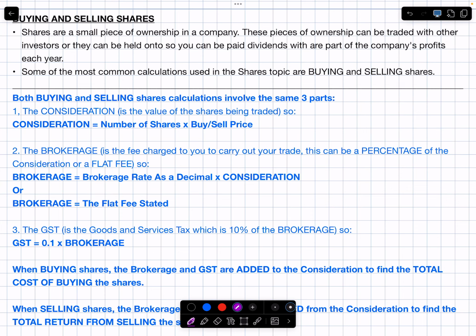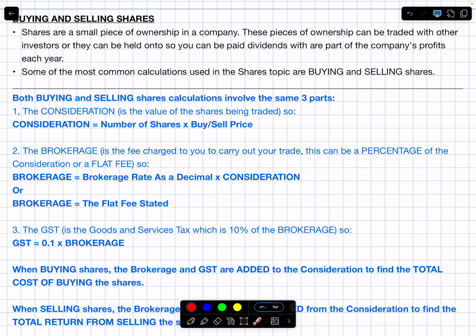Okay, buying and selling shares. What are shares? They're a small piece of ownership in a company. These pieces of ownership, you can trade them with other investors or you can hold on to them so you can be paid dividends, which are part of the company's profits each year.